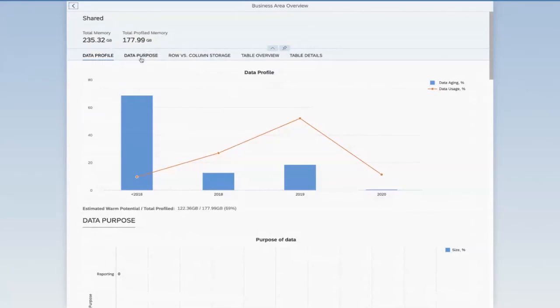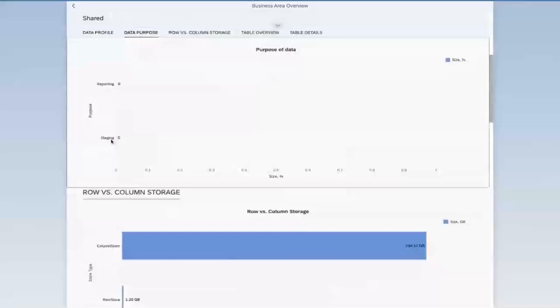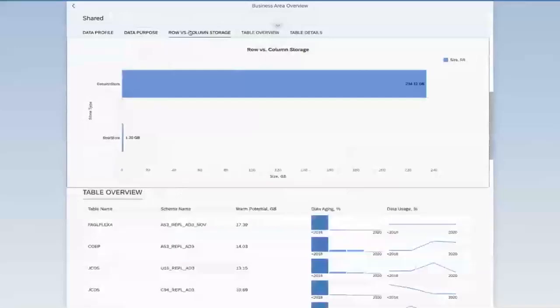Now, there's a number of other things that we show. We show you the data purpose. In this case, it's not filled. But we also show you row and column storage. Again, this is something that we feel can be interesting to look at, might not always be. But the reason why we do highlight it is that in general, most things in HANA will be column store.